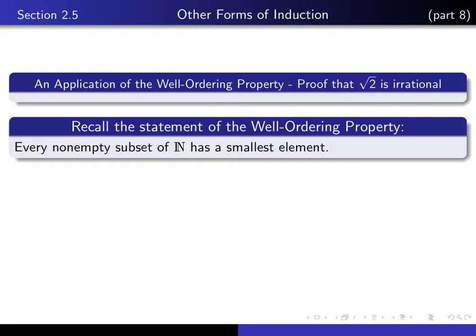So first of all, recall that the well-ordering property says that every non-empty subset of the natural numbers has a smallest element. It seems like such a trivial statement and so obvious that you wouldn't think you could deduce anything of any consequence from it, but I think it's not that easy to see why the square root of 2 is irrational, and so I think it's impressive that we can deduce it just simply from the well-ordering property.